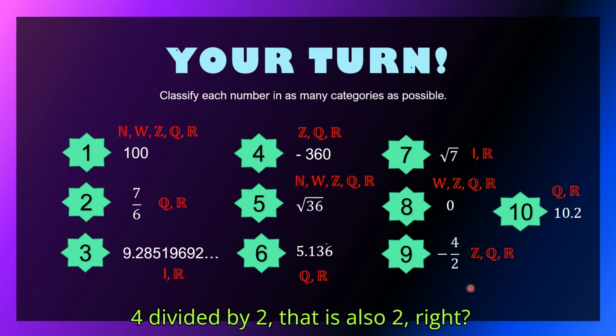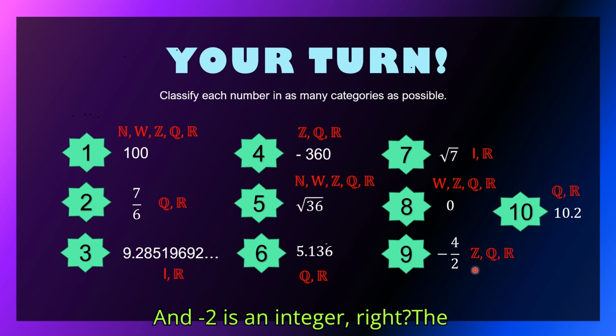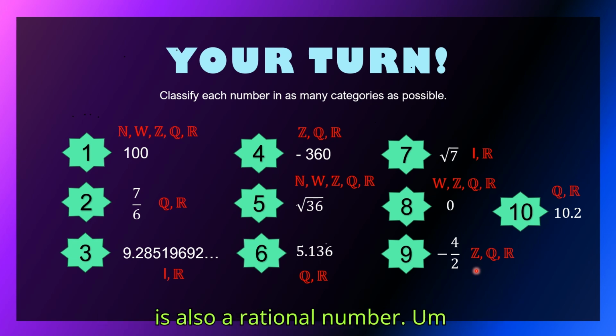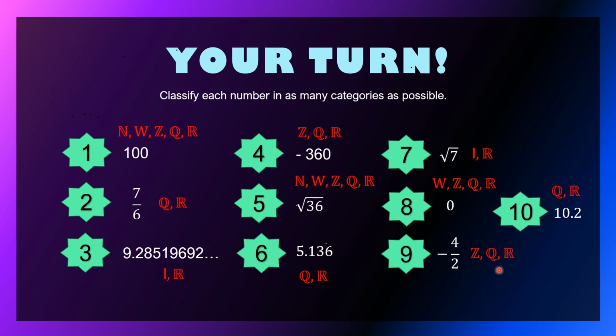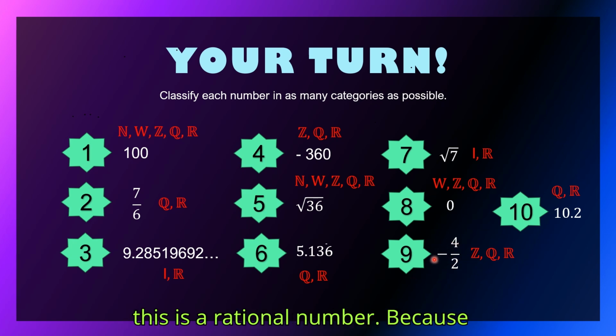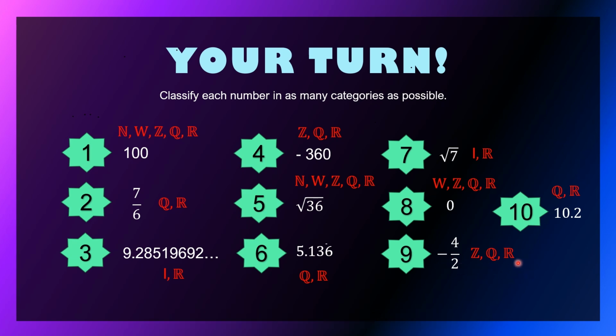Negative 4 divided by 2, that is also negative 2, right? And negative 2 is an integer, right? The integer contains the negative numbers. It is also a rational number. Because if this is negative 4 over 2, that's negative 2. You can think of that as negative 2 over 1. Or I guess looking at this, you can tell this is a rational number, because it is negative 4 divided by an integer 2. Therefore, since it's rational, it is a real number.